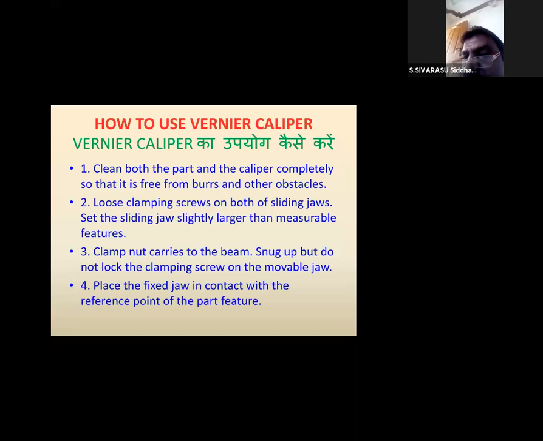How to use the vernier caliper? By using a vernier caliper, you have to clean both the parts. First of all, remove the burrs from the workpiece. Thereafter, clean using a soft cloth. You can clean the fixed jaw and the movable jaw sliding over it. There should not be any burrs on that, and also there should not be any obstructions. Loosen the clamping screw on both sliding jaws. For example, I will show the PPT.